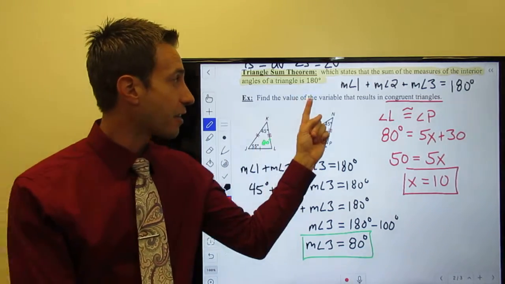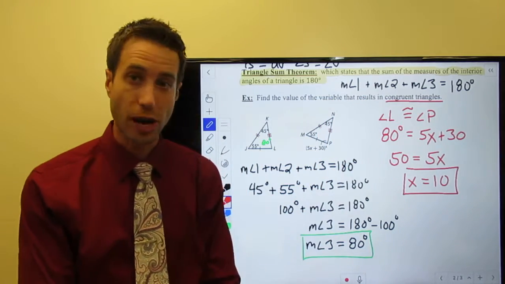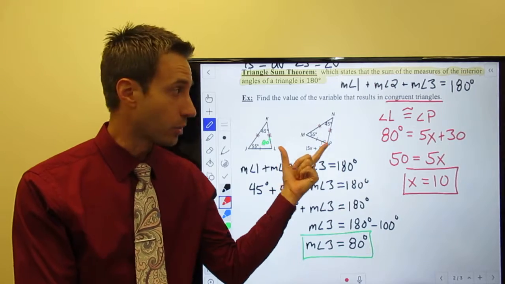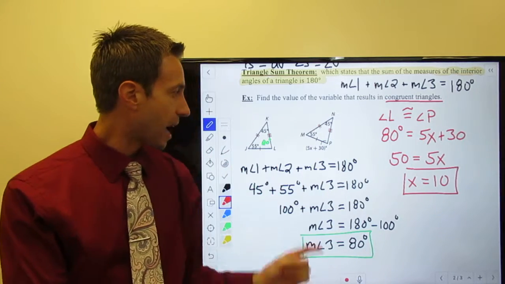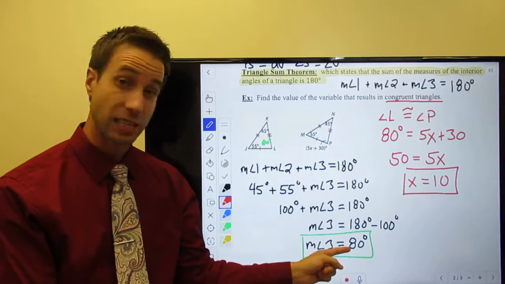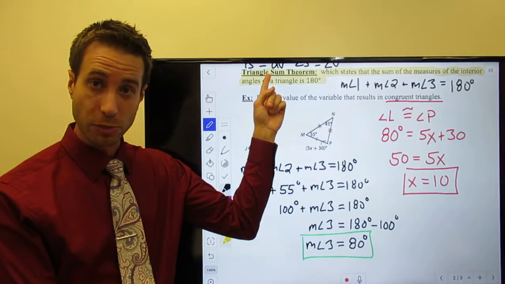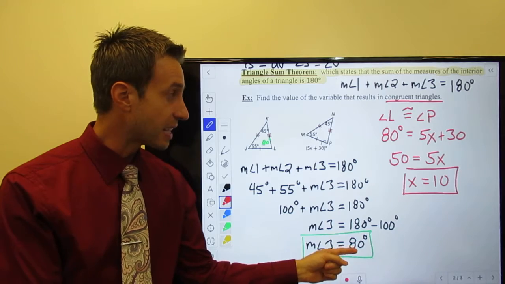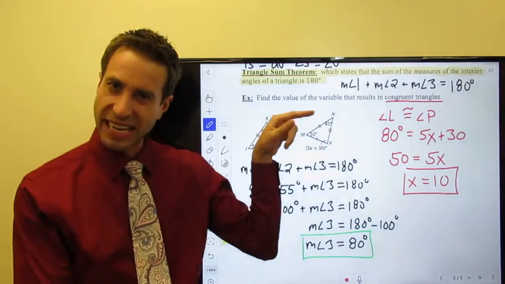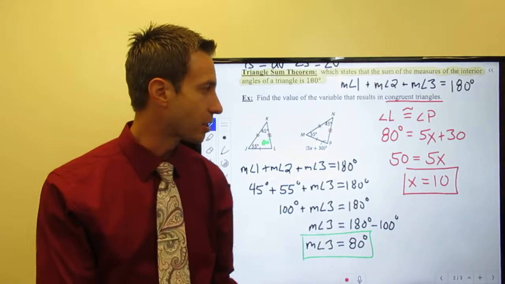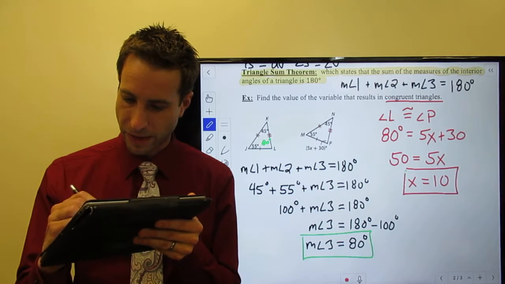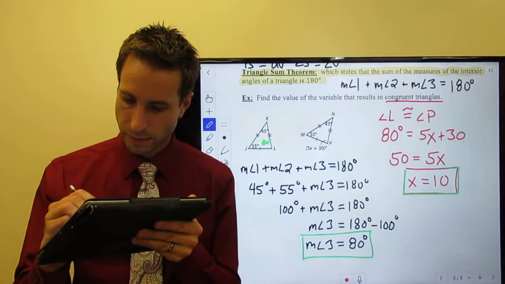So I want you to find the value of the variable that results in congruent triangles. In order for them to be congruent triangles, these two angles have to be congruent. So I'll set them equal to each other. I found this angle by doing the triangle sum theorem. I know that this guy has to be 80, right? All interior angles must sum to 180. That allows me to then take 80 and set it equal to the other angle that I didn't know, 5x plus 30, and solve for x, we get 10. I don't know why I put it in red. That's one of my final answers. I'll put it in green.